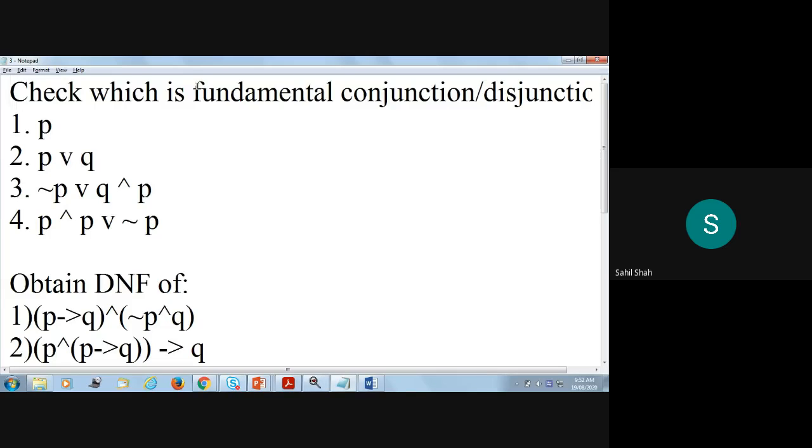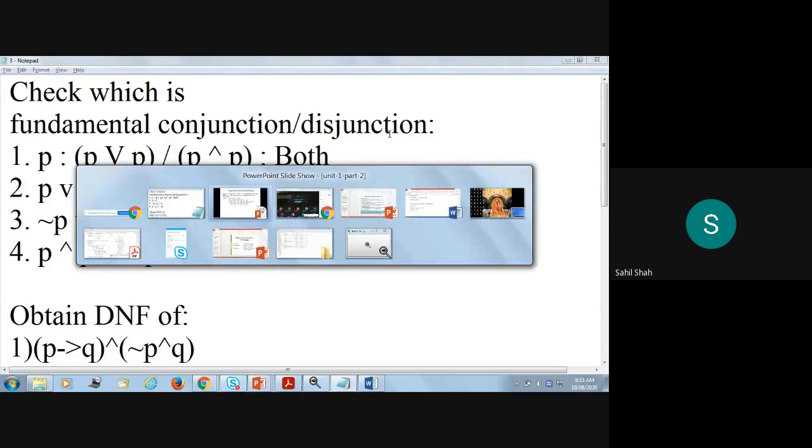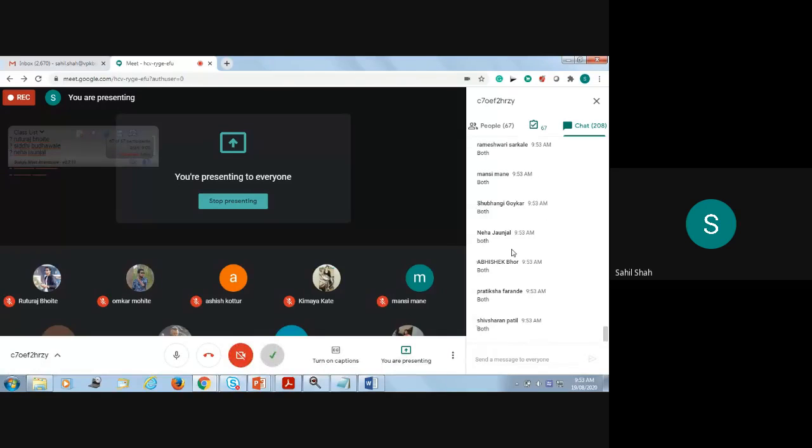So first question: check which of the following is a fundamental conjunction or disjunction. How about the first one? I could observe that this P can be represented as P or P. It can also be represented as P and P using the law of idempotence. Hence, it is both a fundamental conjunction as well as a disjunction. Am I clear? Okay, very nice.